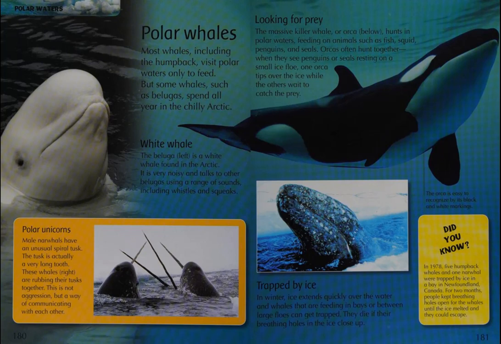Looking for prey. The massive killer whale, or orca, below, hunts in polar waters, feeding on animals such as fish, squid, penguins, and seals. Orcas often hunt together. When they see penguins or seals resting on a small ice floe, one orca tips over the ice while the others wait to catch the prey. The orca is easy to recognize by its black and white markings.